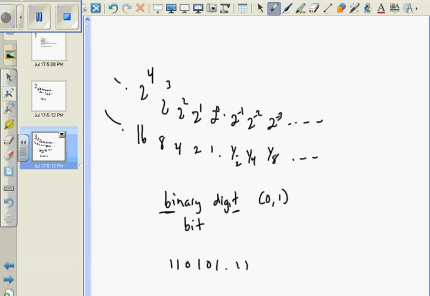110101.11. Now, this would mean something to a computer, but does this really mean anything to you as a human? No. So, what we can do is convert it into decimal. And how can we do that? Well, we can just see what these numbers are weighted.